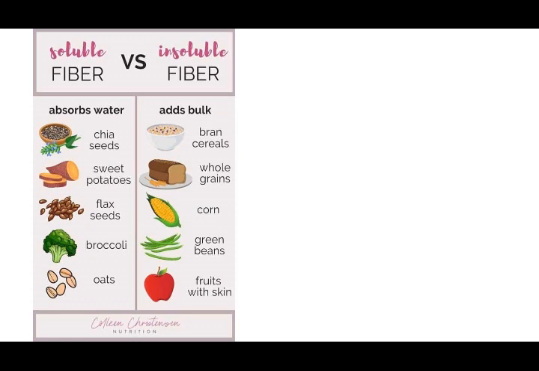Now, two kinds of fibers are there: soluble fiber and insoluble fiber. Just a difference: soluble fiber would absorb water, and insoluble fiber would add bulk to the food that you have eaten. Now these are the examples for soluble fiber on the left side: chia seeds, sweet potatoes, flax seeds, broccoli, oats. And we have insoluble fiber, with examples like bran cereals, whole grains, corn, green beans, fruits with skin and all. So these are the examples for two types of fiber.